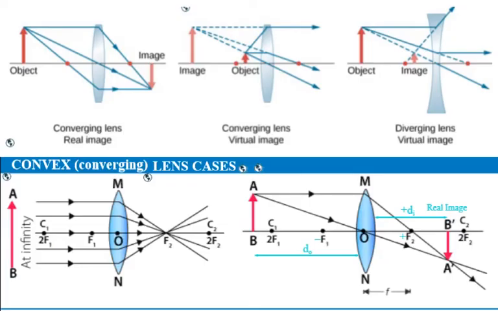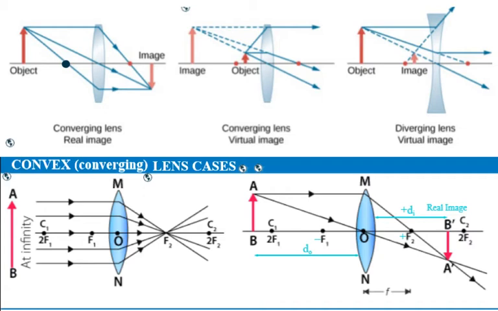So we will look at different cases, depending on where you place an object compared to the focal point. So if you have a focal point here, then you could place the object behind the focal point, in front of the focal point, and between the focal point and the lens, and so on. So there are different cases where you're going to place the object to get real or imaginary virtual images.